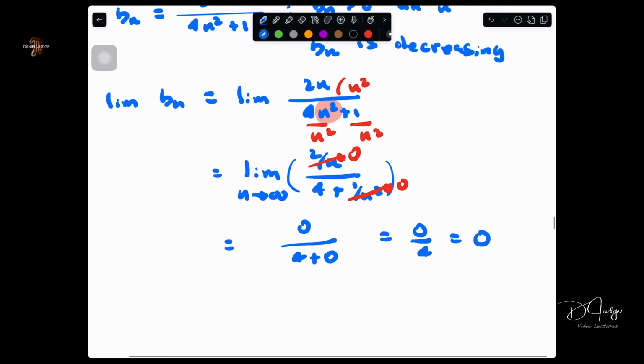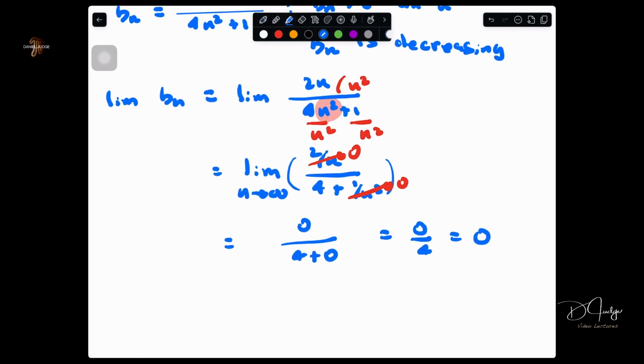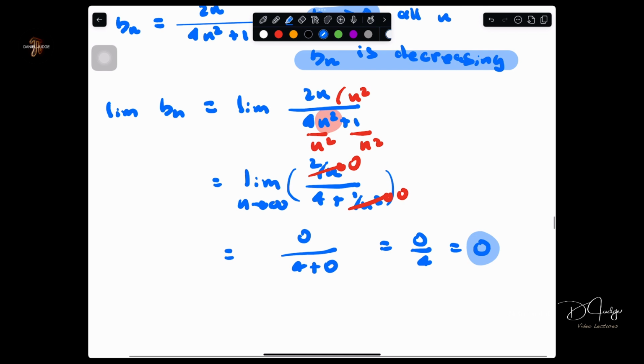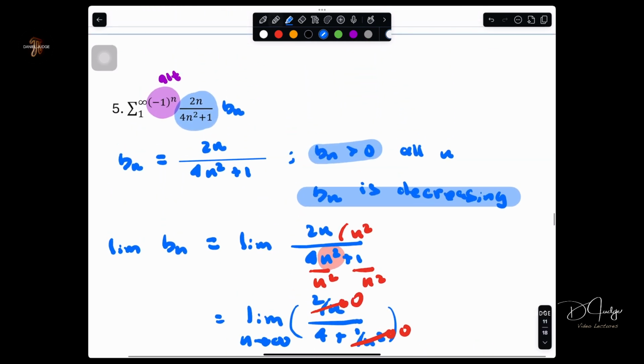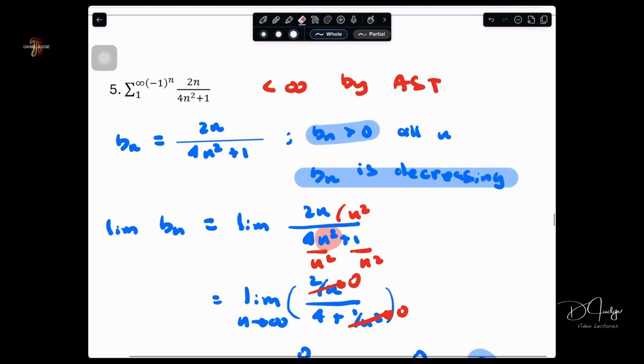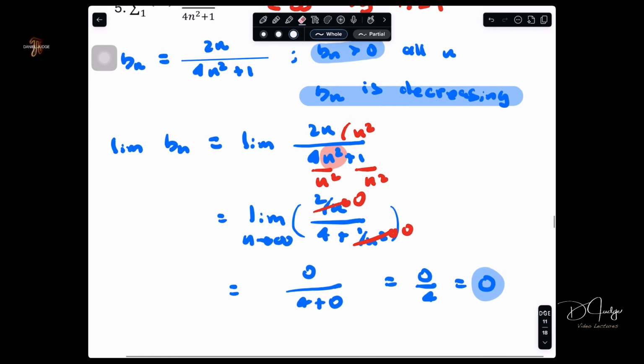Okay, so the limit here equals 0, and that means we satisfy the assumption that Bn is positive, Bn is decreasing, the limit is 0, so we have convergence here by the alternating series test. So we have convergence.